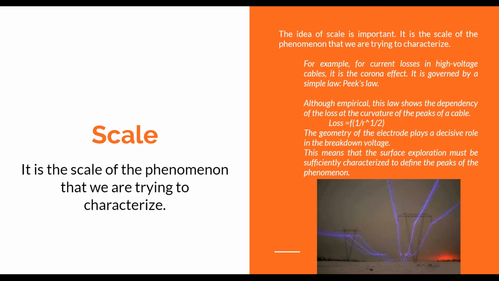For example, take a simple one: current loss in high voltage cable, which is the corona effect. We can see a picture of the corona effect. It's the humming noise you can hear when you go under a high voltage cable. This phenomenon generates an electrical loss of 10%. It follows a simple law, Peek's law. Although it's empirical, this law shows the dependency of the loss by corona effect on the curvature of the peak on the cable.